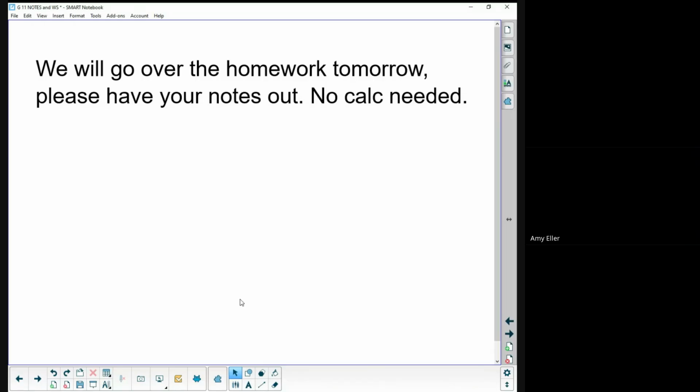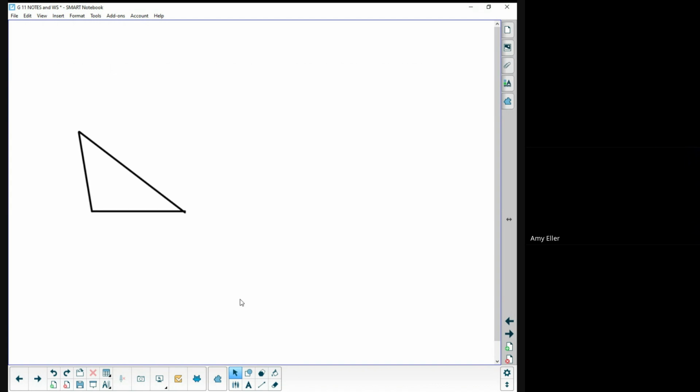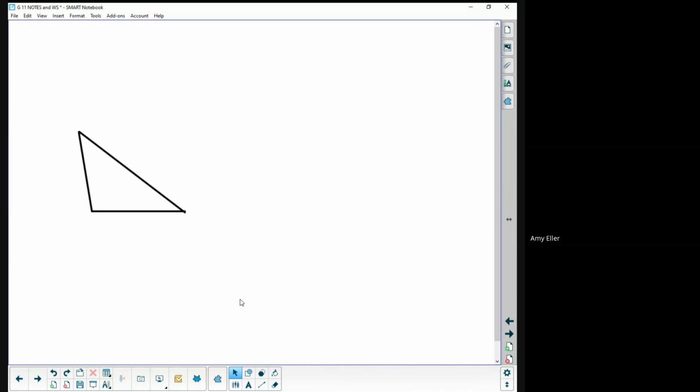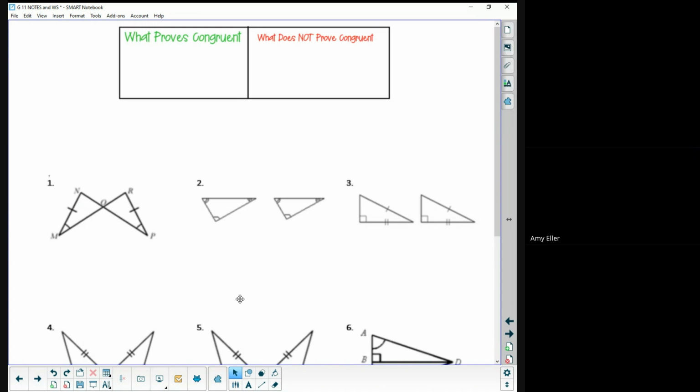So yesterday we talked about congruent triangles. And today we're going to talk a little bit more about congruent triangles. So you can just set your pencil down and listen for now.